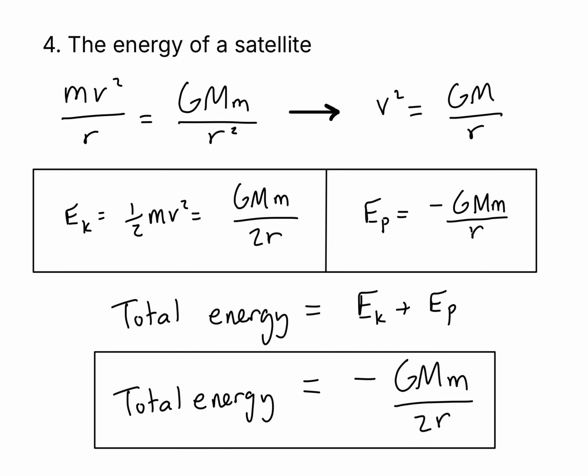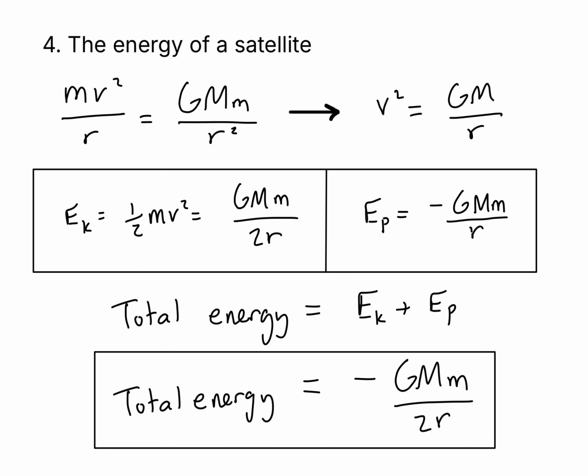Now the energy. Start where we always do, gravity providing the centripetal force. So mv squared over r equals big G Mm over r squared. Rearrange that to get v squared equals GM over r. Now substitute into the kinetic energy, a half mv squared, and you get the kinetic energy equals GMm over 2r, positive, as kinetic energy always is.